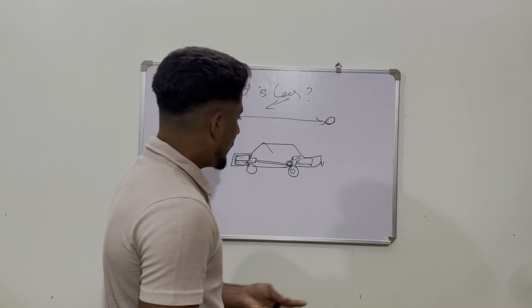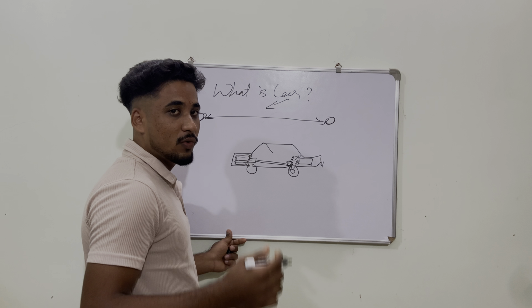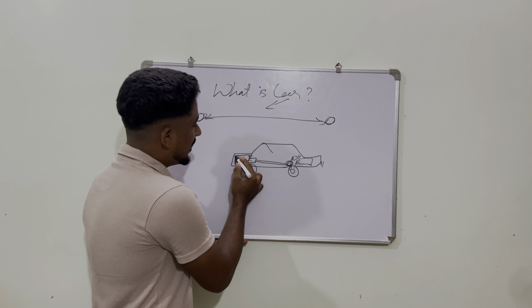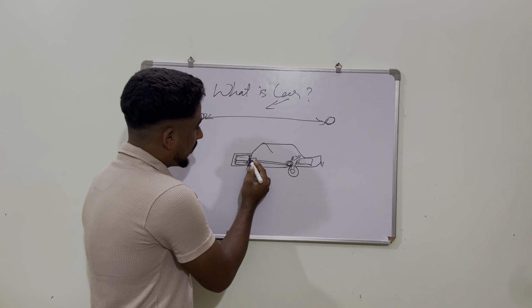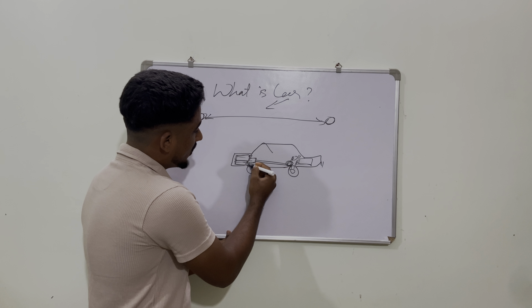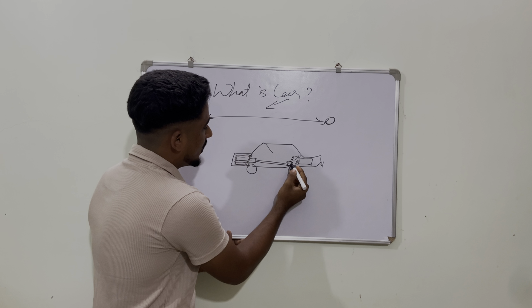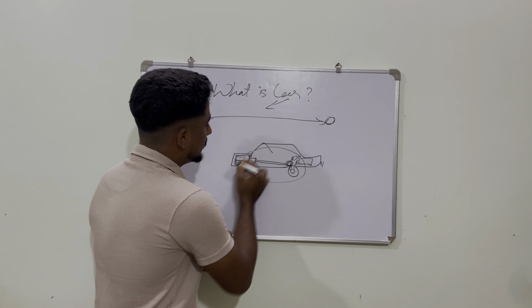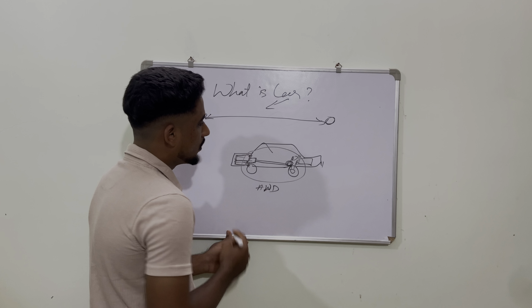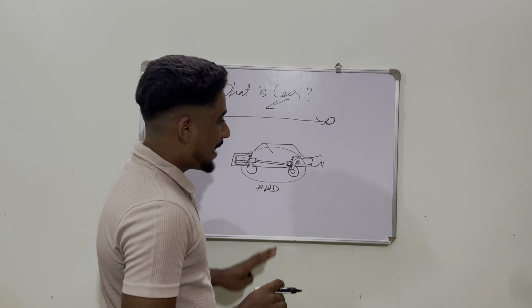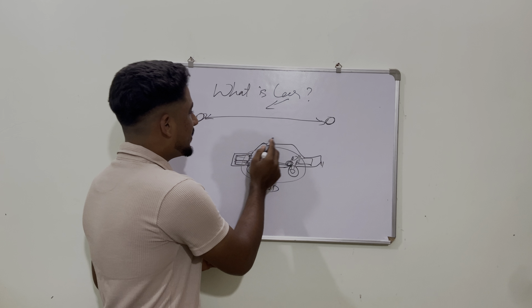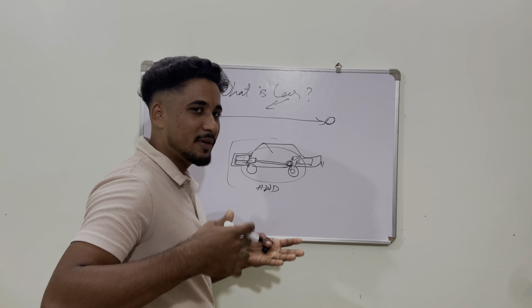In another way, there is 4 by 4, which we call all wheel drive. In this, the engine is located in the front, the transmission is located toward the rear, and then the drive shafts and the propeller shafts all together make it all wheel drive. It helps the vehicle to climb mountains, hills, and many more things. So this is the simple basics. We are starting with the simple basics.